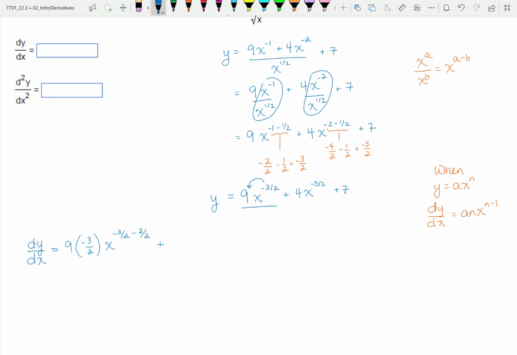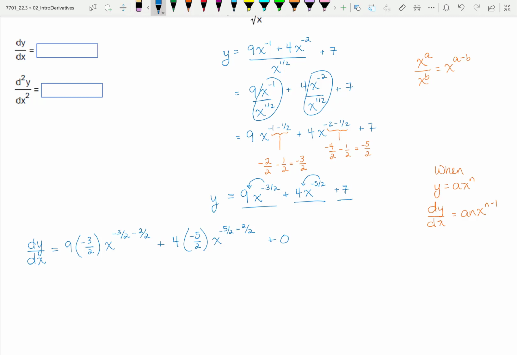Plus, now for our next term, I have 4x to the power of negative 5 halves. So the 4 is the coefficient, it just goes along for the ride. I pull back my exponent, negative 5 halves, x to the power of negative 5 halves minus 1, which can also be written as 2 halves. And finally, I have the derivative of 7. It's the constant rule that I'll use here. The derivative of a constant is 0, which I don't even have to write.